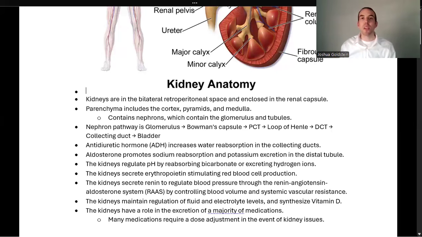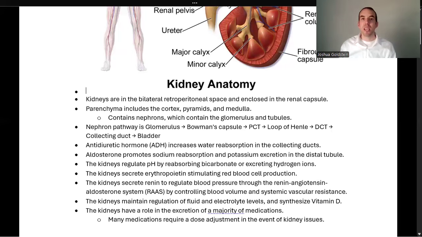Next, the kidneys also secrete erythropoietin. Erythropoietin is what stimulates red blood cell production in our bone marrow. So if a patient has kidney disease, then they may end up anemic because they're not getting that stimulation to produce red blood cells. Next, the kidneys also secrete renin.